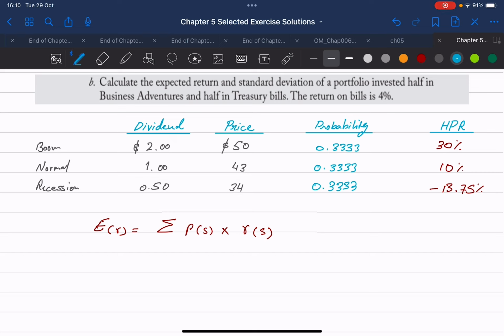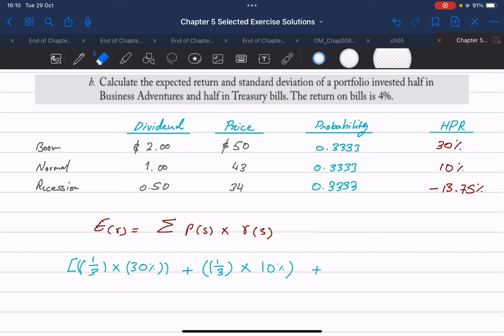So that means I'm going to say 1 over 3 or 0.333, whichever you want to write is fine, multiplied by 30%, plus, again, 1 over 3 multiplied by 10%, plus 1 over 3 multiplied by minus 13.75%.